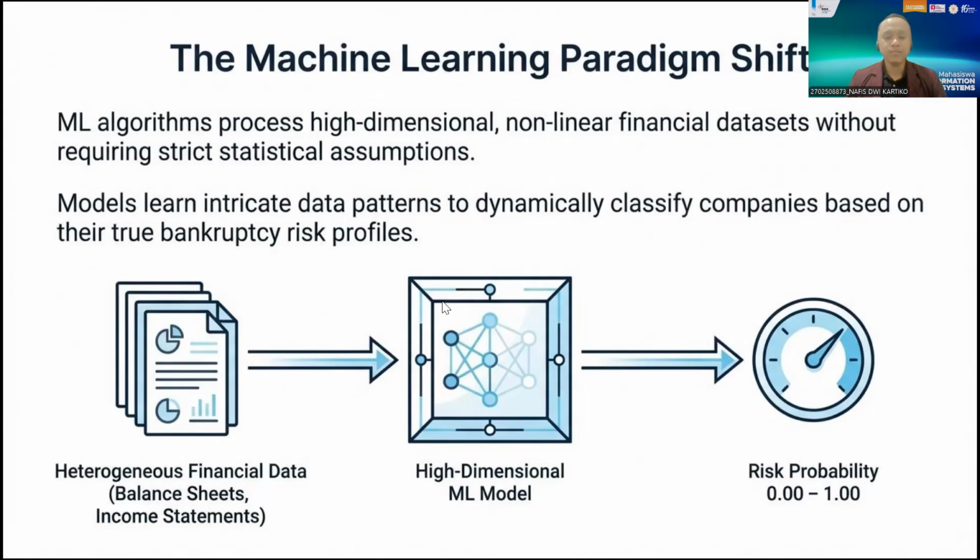We can see in this scheme that the heterogeneous financial data from balance sheets and income statements can be processed using high dimensional machine learning models to create the risk probability of the company from 0 until 1.